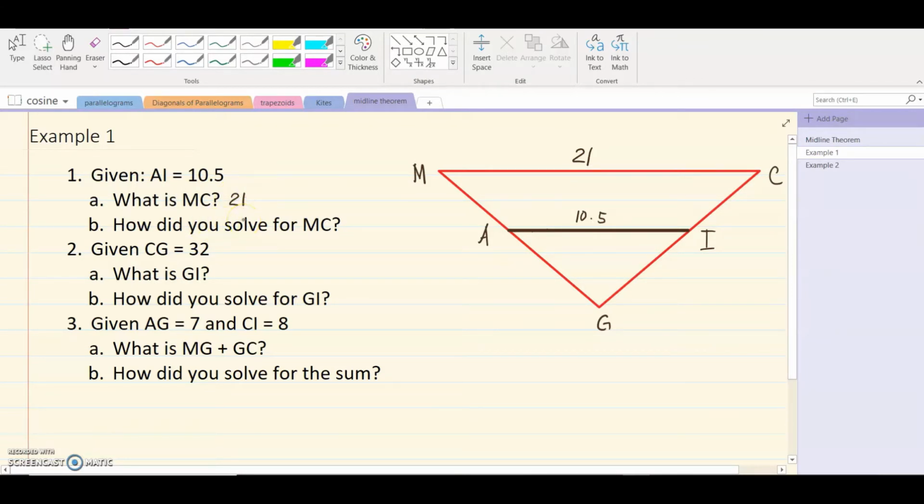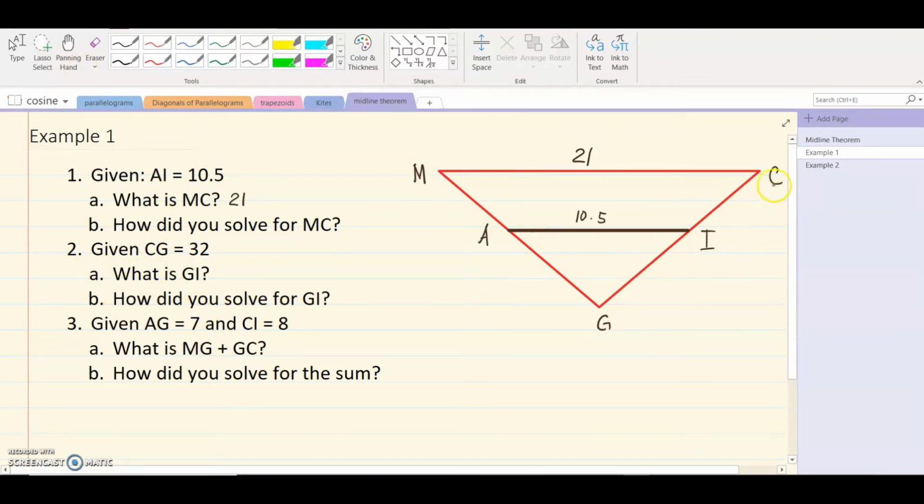How did you solve for MC? So we know that AI is parallel to MC, and MC is twice the measure of AI. So that is how we solve it. Okay. Next we have number 2.